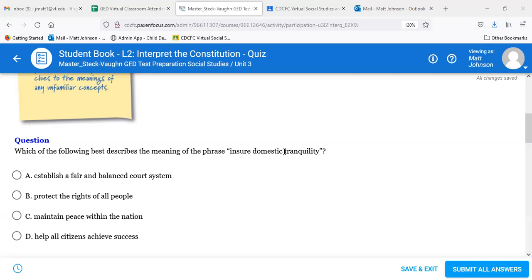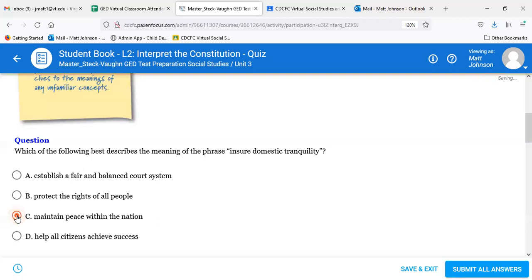Consider that word tranquility, and think about the context. What's a good definition of tranquility, or a synonym for tranquility? If the doctor gives you a tranquilizer, what's it going to do to you? Put you to sleep, but make you maybe peaceful, right? Drowsy. Okay. So C, right?